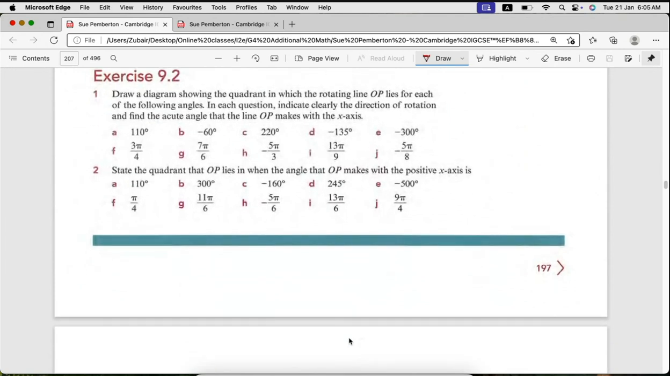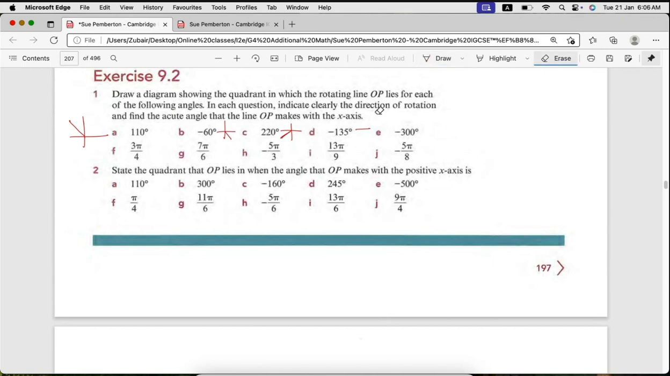Draw a diagram showing the quadrants in which the rotating line OP lies for each of the following angles. In each question, indicate clearly the direction of rotation. So definitely positive is anti-clockwise and negative is clockwise. If I'm drawing 110, I know that's more than 90. 60 clockwise is here, 220. I know anti-clockwise because it is positive. So 0, 90, 180, 270. So in between 180 and 270.